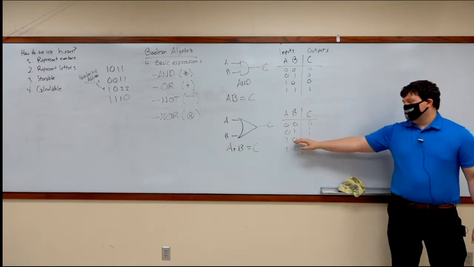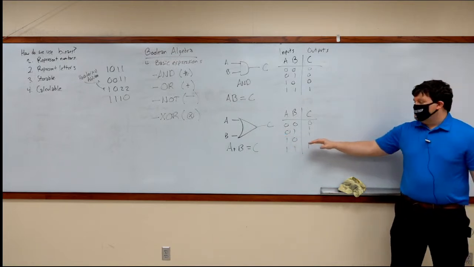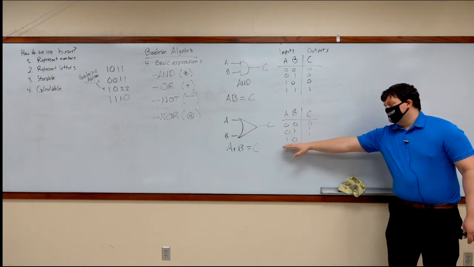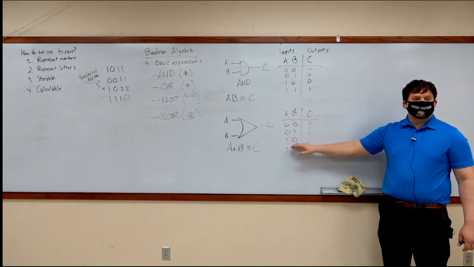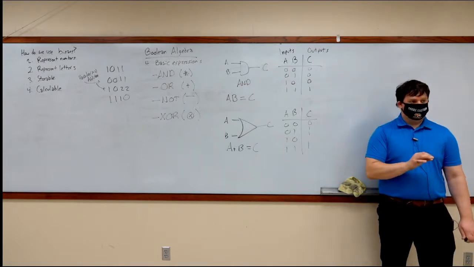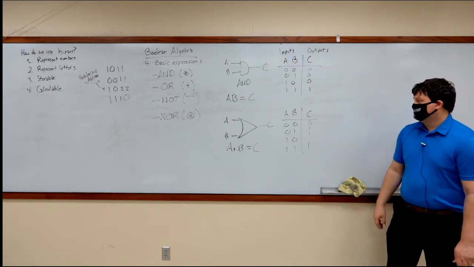Okay? Similarly, if we took an instance at time, we would measure A, B, and C all at once. We would see that A is equal to 0, B is equal to 1, or A is equal to 1, B is equal to 0. We would expect to see C equals 1 at that exact same time. Okay? That is an OR gate.